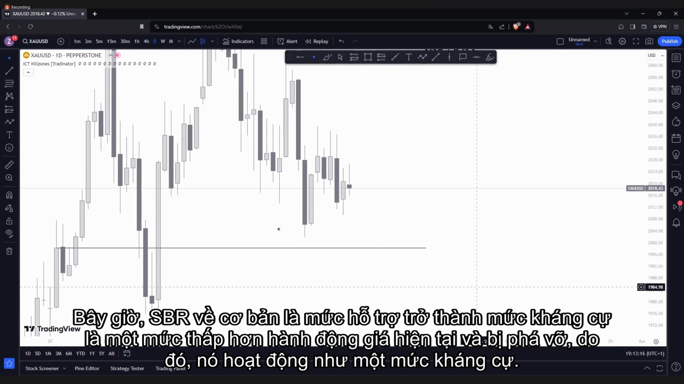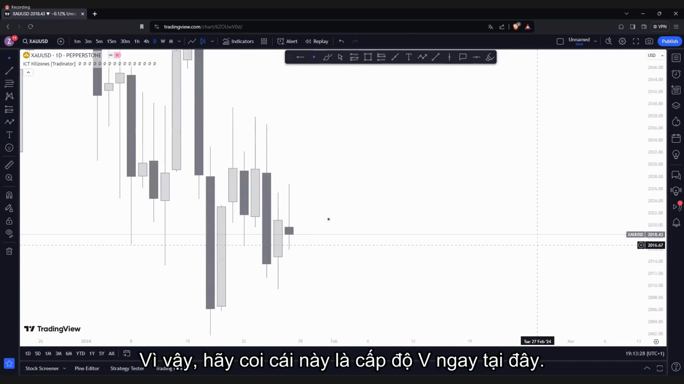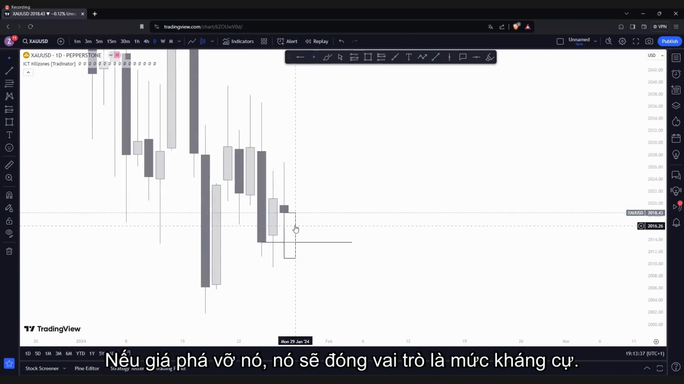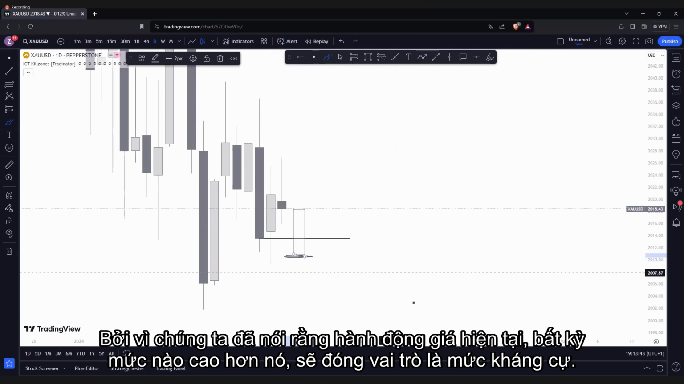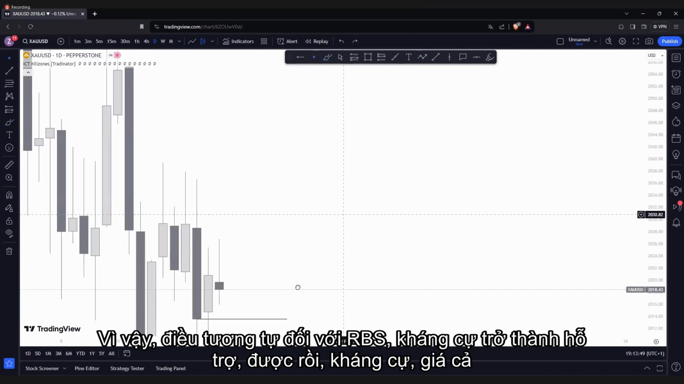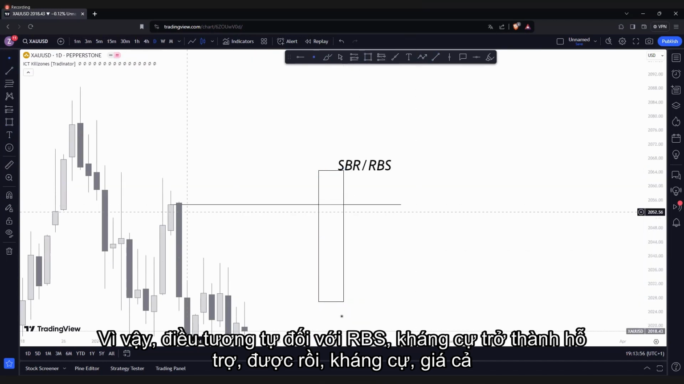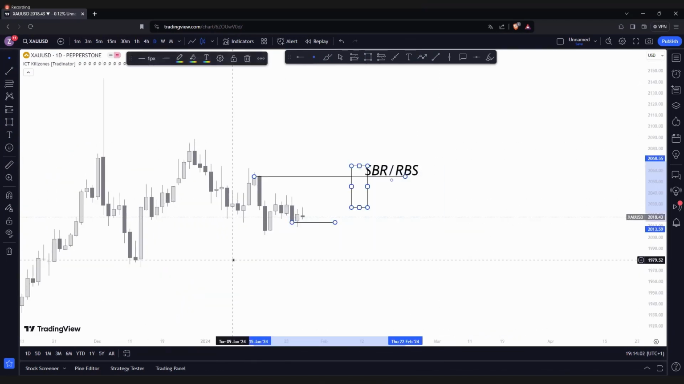Now, the SBR is basically support becoming resistance, is a level that is below the current price action that gets broken, so it acts as a resistance. It's very simple. So let's take this one as a V level right here. See, this is a V. If price breaks it, it's going to be acting as a resistance. Why is that? Because we said that the current price action, any level above it, is going to act as a resistance. Before that, it used to act as a support. So it's the same thing for the RBS. Resistance becoming support. Okay, resistance, price breaks it below the current price action, so it acts as a support. Clear, guys? Any questions?